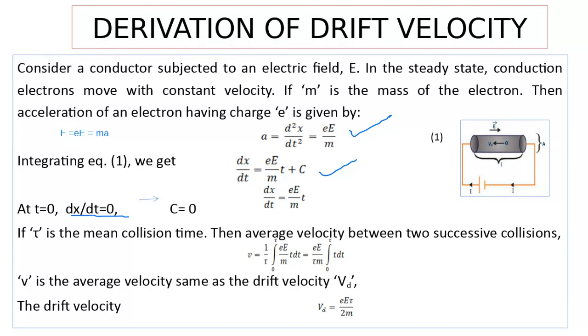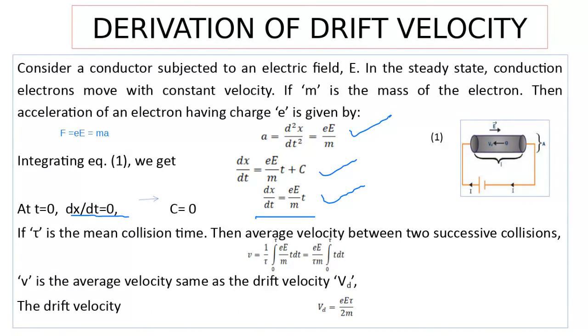So in that way, the electron starts moving with a constant velocity, and that velocity is the drift velocity. So this is the condition that at t equal to 0, velocity equal to 0, because the electrons at that time are in random motion, so the average velocity is 0. So we have calculated this constant c equal to 0. When we put c equal to 0, we get this velocity. This is the velocity at time t of the electron in the conductor when you have applied an electric field.